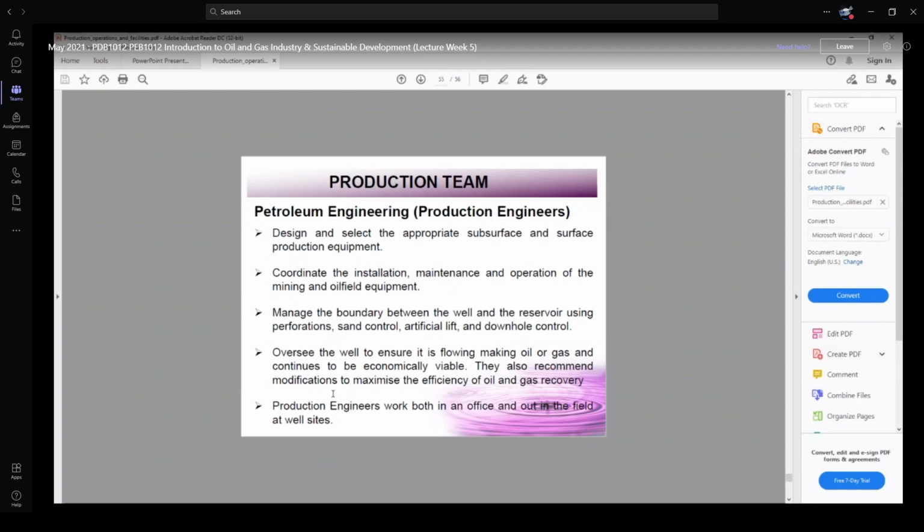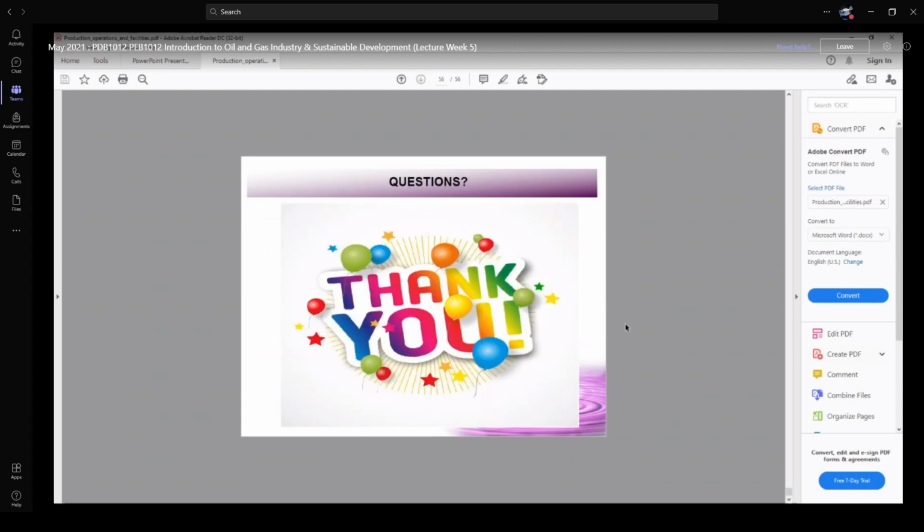They also recommend modifications to maximize the efficiency of oil and gas recovery. Production engineers work both in an office and out in the field at the well site. So here they are actually the team for the production to make sure that the well, from upstream and downstream, is performing up to its maximum capacity with the maximum recovery from it. So that's the production team, and that's all from the production operation and facilities part.